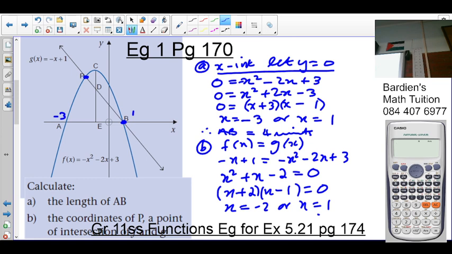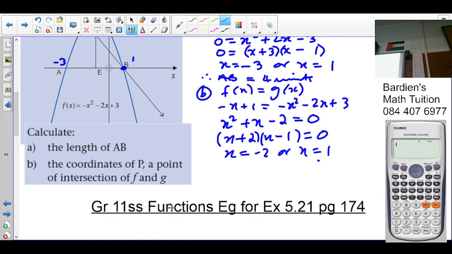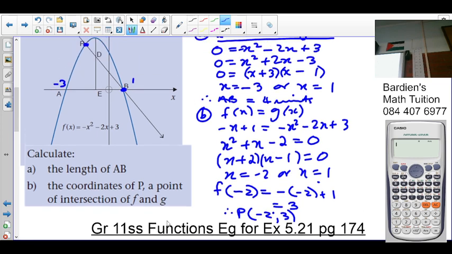So what do I do with that? I substitute it into either the equation of g of x or the equation of f of x. So let's go with g, or sorry, f is the simpler one. So f of minus 2 is equal to negative minus 2 plus 1. Negative times negative 2 is going to be positive 2, plus 1 is 3. Therefore, P is going to be negative 2 and 3. Okay, you guys understand? Any confusion there?